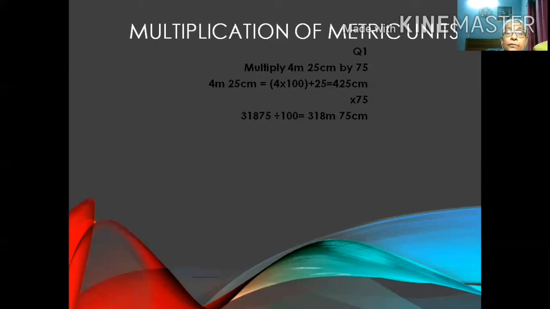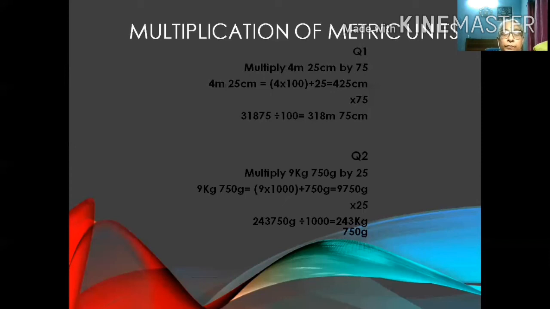Then the answer is 31,875 centimeter. We have to change it into meter and centimeter. So divide by 100. So it becomes 318. Two zeros are here now, so after 2 digits there will be the decimal. So it is 318 meter and 75 centimeter. Okay.